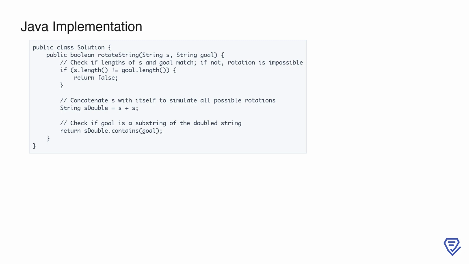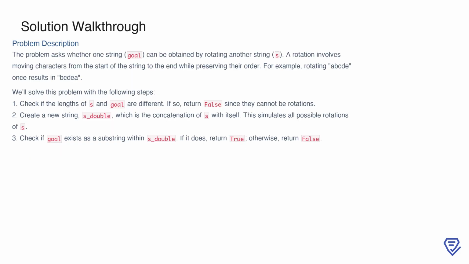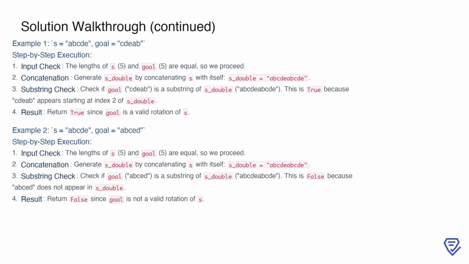This is the Java implementation of the rotate string problem, which mirrors the Python logic. The solution first checks if the lengths of the two strings match; if not, it returns false. Otherwise, it concatenates the string S with itself to simulate all possible rotations. Then, it checks if the goal string is a substring of the concatenated result. The key differences are the use of Java's string dot contains method and explicit type declarations for variables and method parameters. Let's continue.